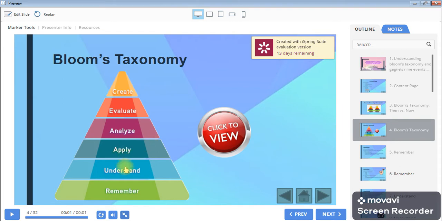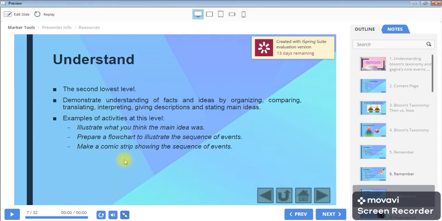Okay, now we will move on to understand. Understand is known as the second lowest level. Learners should be demonstrating understanding of facts and ideas by organizing, comparing, translating, interpreting, and giving description and stating main ideas. Examples of activities at this level are such as illustrate what you think the main idea was, prepare a flowchart, and also make a comic strip.